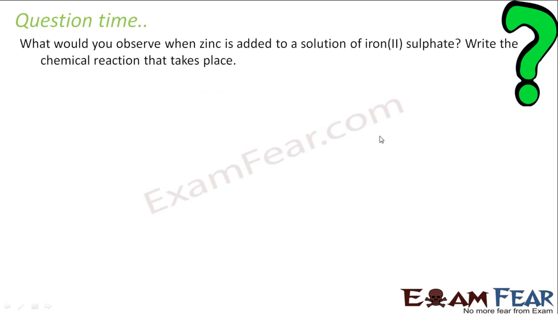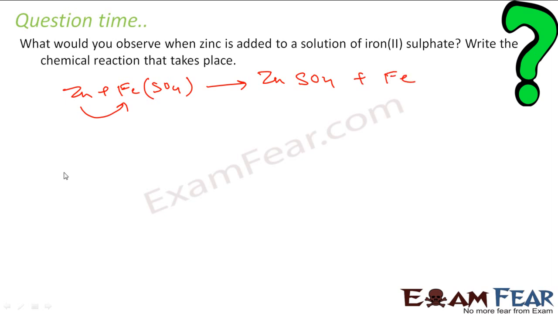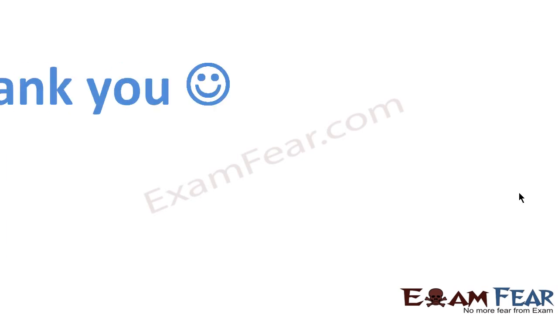What will you observe when zinc is added to the solution of iron sulfate? That is, I have zinc, I have iron sulfate. I know that zinc is more reactive than iron. That means it will displace iron from this. It will become zinc sulfate plus iron, right? Because zinc is more reactive than iron, we know from the reactivity series. Thank you.